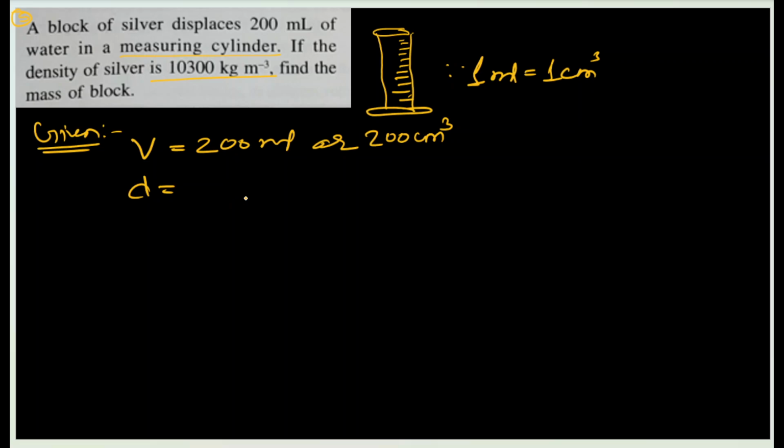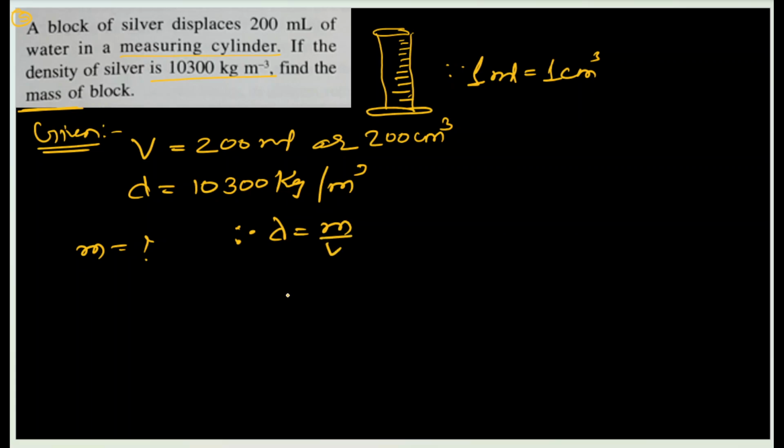And here the D is given, 10300 kg per meter cube. Here we need to find the mass of the block. So you know the formula D is equal to m by V. From here we can separate out m by cross multiplying, D into V. Only this.